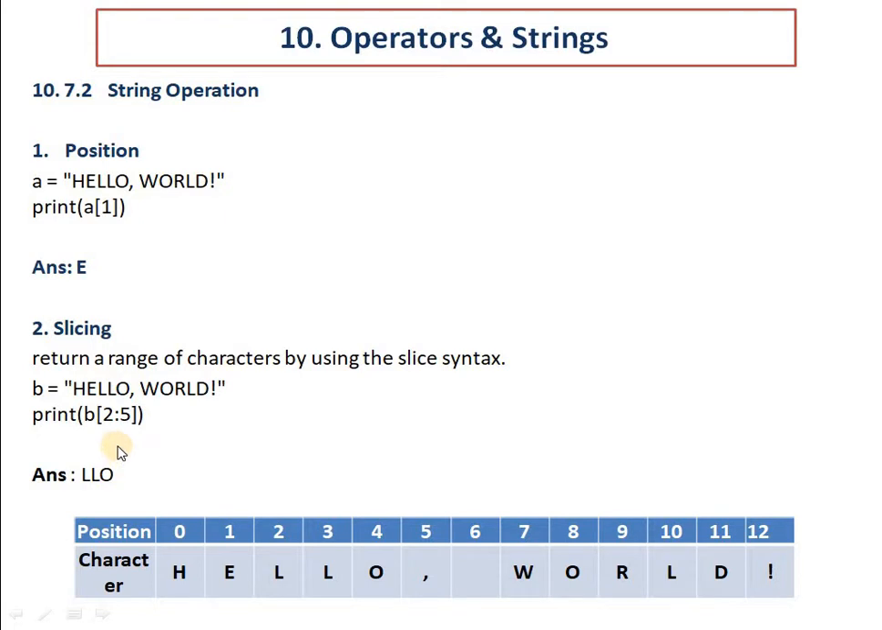If I am telling print B of 2 to 8, we will be taking from here LLO, comma, space, and as it is 8 minus 1, that is 7, I will be printing slicing up to W, right? So the slicing operation is used to slice a part of the characters from the string.